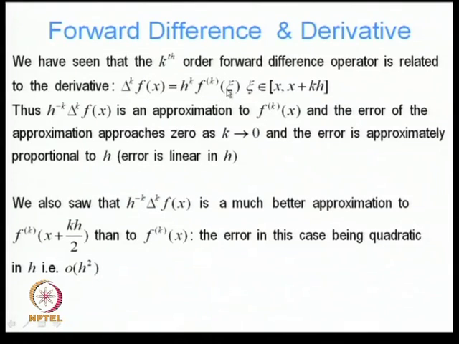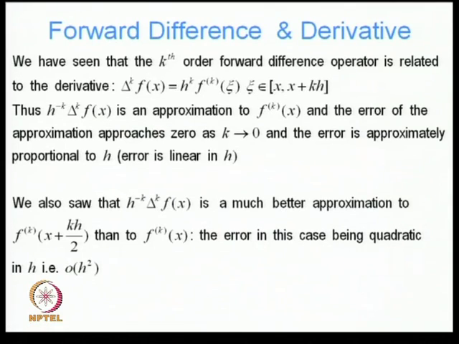Because this is evaluated at xi, and that is evaluated at x, and the error of the approximation reaches 0 as h tends to 0, because xi must belong to the interval x to x plus kh as h tends to 0. The error is approximately proportional to h. It is linear in h.